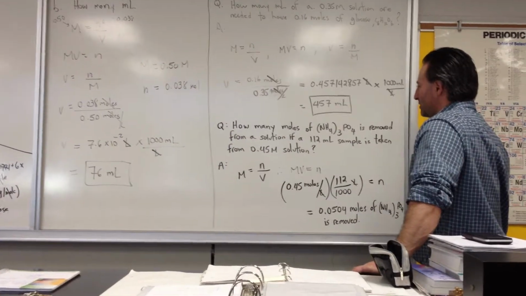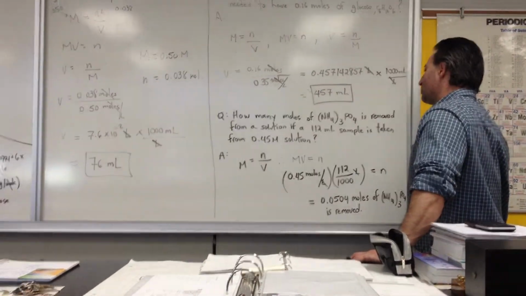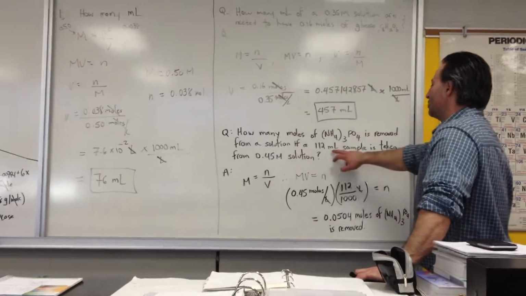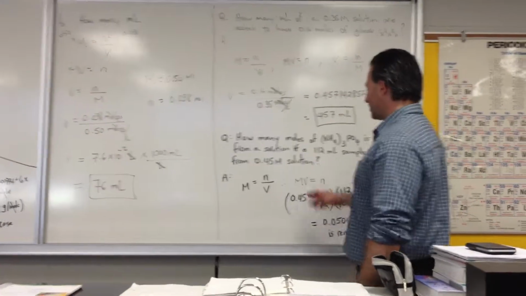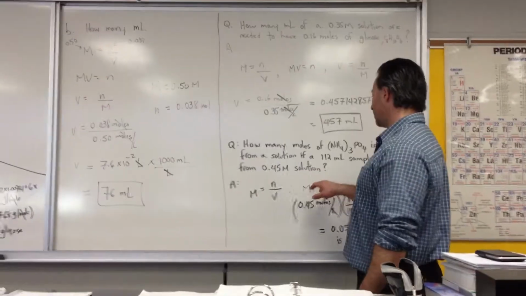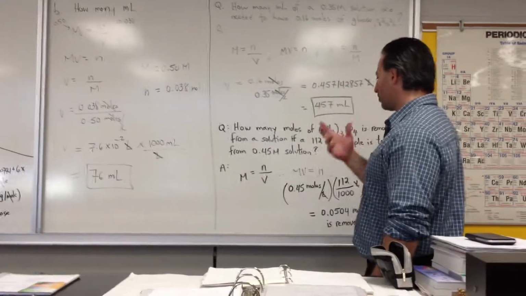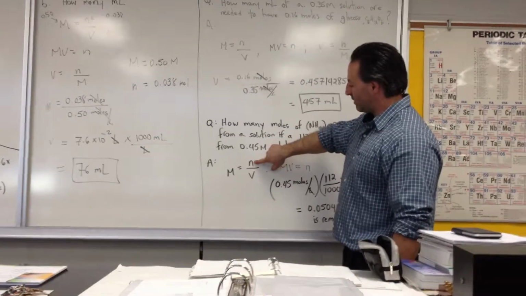Lastly, we are asked how many moles of ammonium phosphate is removed from a solution if a 112 mL sample is taken from a 0.45 molar solution. In this case, we're only asked for how many moles are removed. So we have to isolate the variable n.